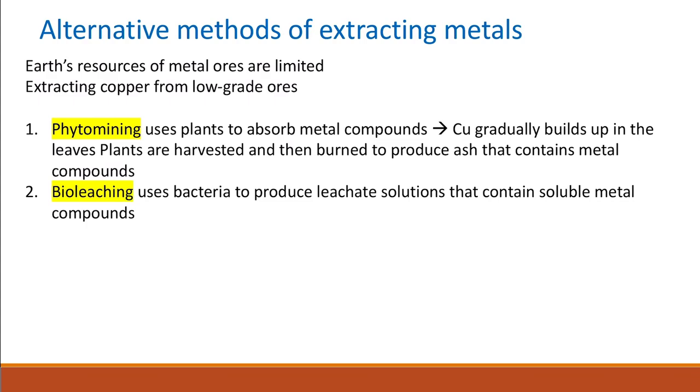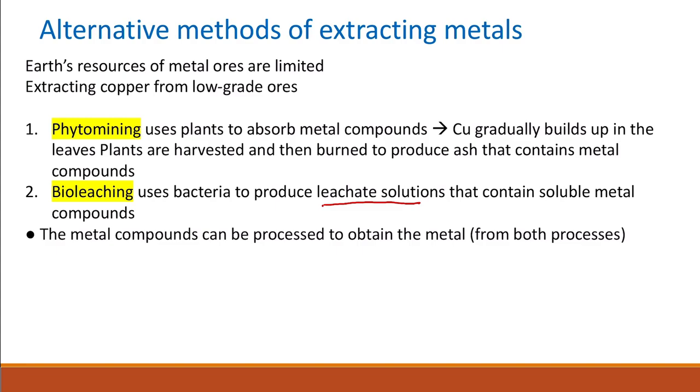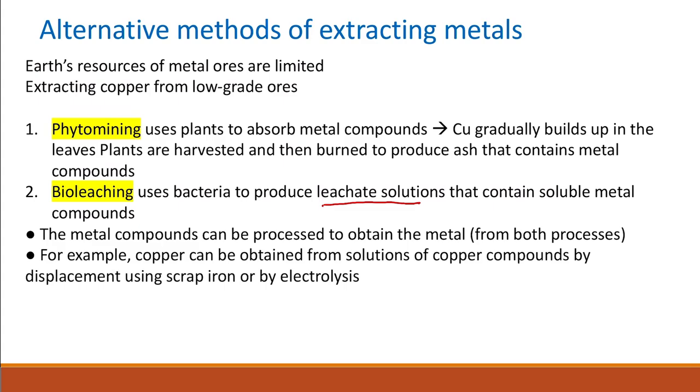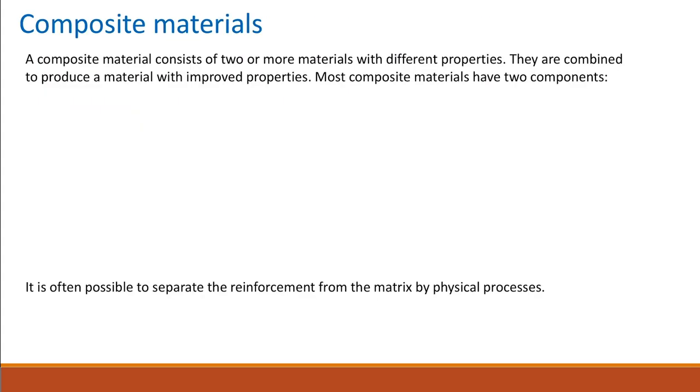Or we could use bioleaching. In bioleaching, bacteria are used to produce a leachate solution. That leachate solution will contain soluble metal compounds. The metal can then be extracted or purified to obtain the metal. For example, copper can be obtained from a solution of copper compound by displacement using scrap iron or by electrolysis.